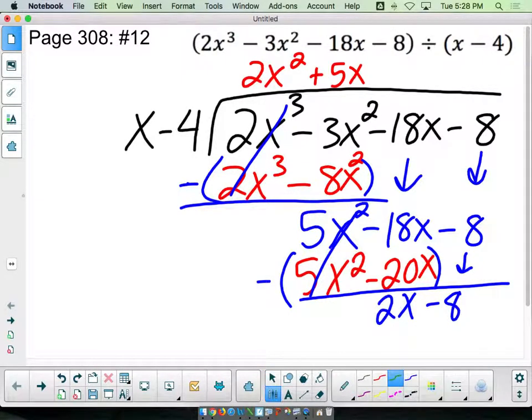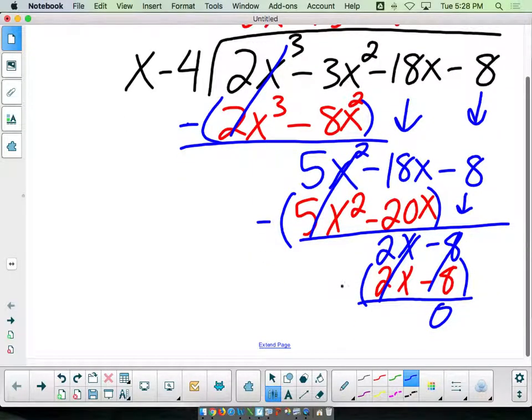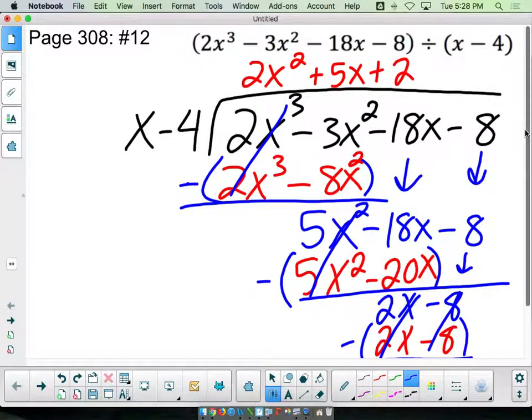Then, again, the last step is I want x to become 2x, and in order to do that, I need to multiply by 2. If I do that, I get 2x minus 8. And luckily enough, this problem has a remainder of 0, because 2x minus 2x is 0, and negative 8 minus negative 8 is 0. So my answer to this is going to simply be 2x squared plus 5x plus 2.